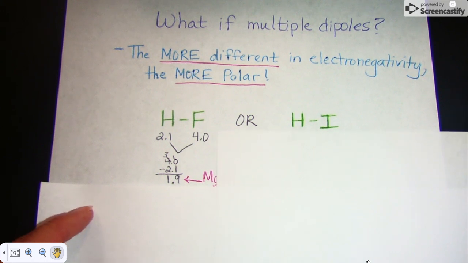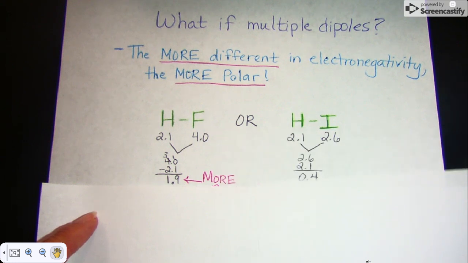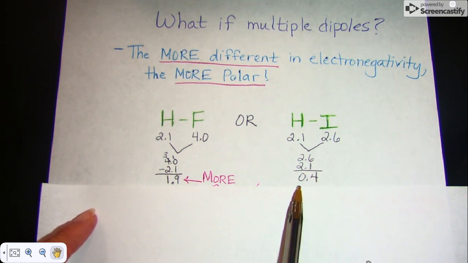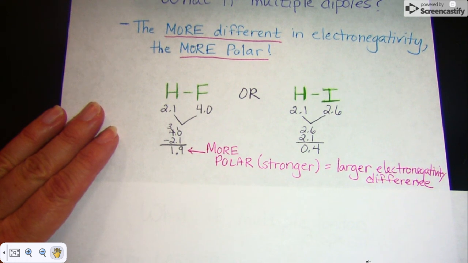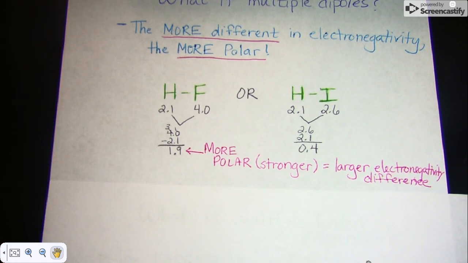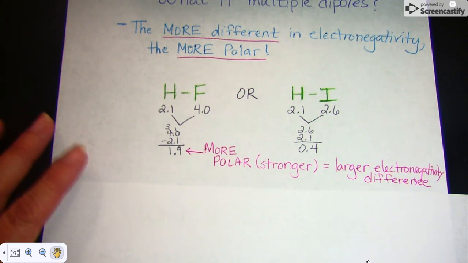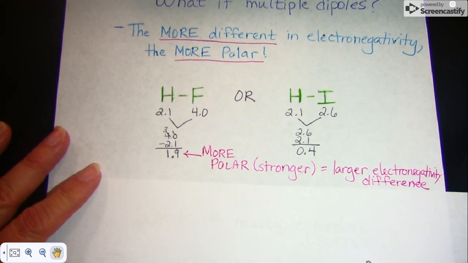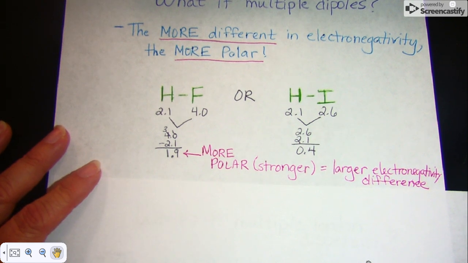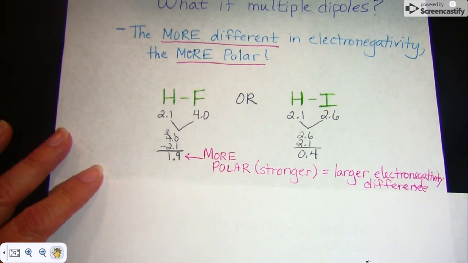is 1.9. Now, on the other hand, if you look over at HI, we have 2.1 for the hydrogen, 2.5 for the iodine. Subtracting 2.5 minus 2.1 only gives me 0.4 difference. So, of course, as you can see, it's already hinted at here. The HF has more difference, a larger electronegativity difference. Therefore, it is more polar. So the more different, the more polar, the stronger. So more polar means stronger, larger electronegativity difference means stronger. So polarity just has to do with how different they are. The more polar, the stronger, the more different, the more polar, the stronger they are.